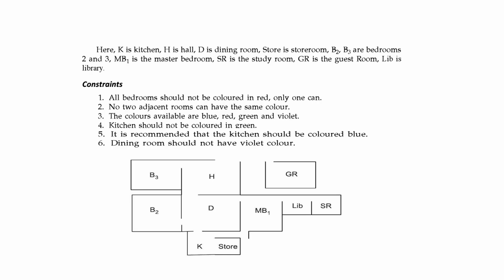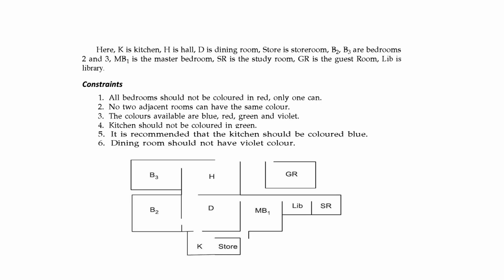And no two adjacent rooms should have the same color. That is a common rule. There should be no neighboring rooms with the same color. That is a common condition for the map coloring rule. The next one: the colors available are blue, red, green, and violet. And the kitchen should not be colored green.